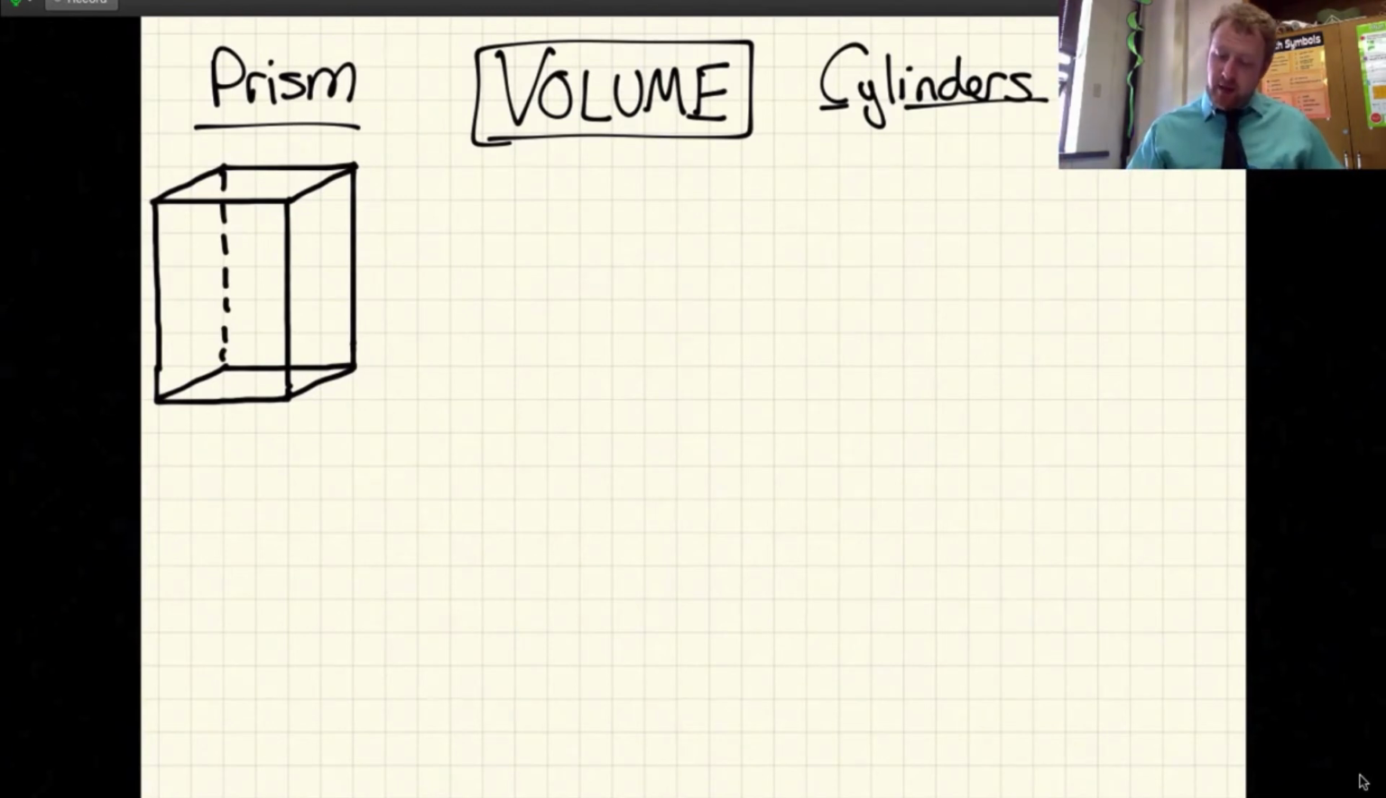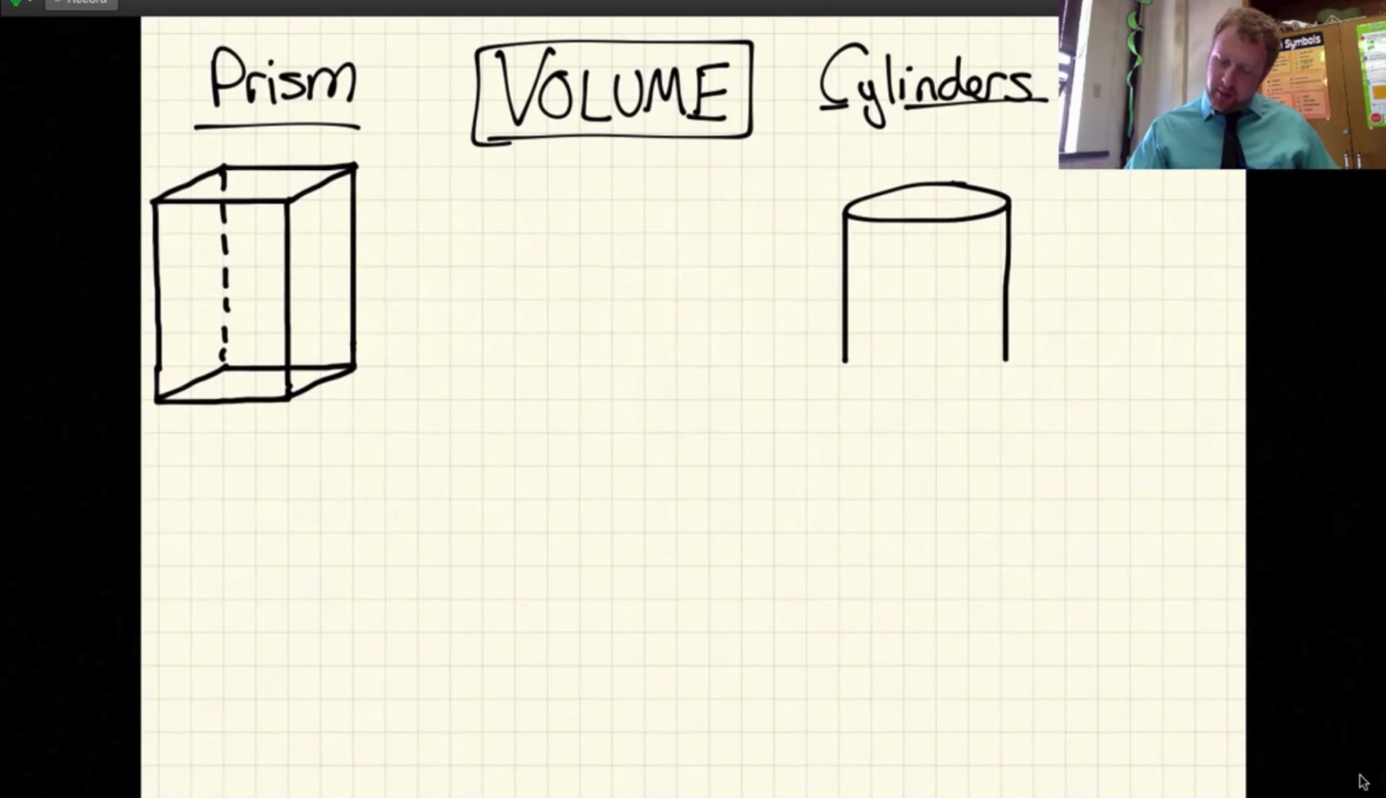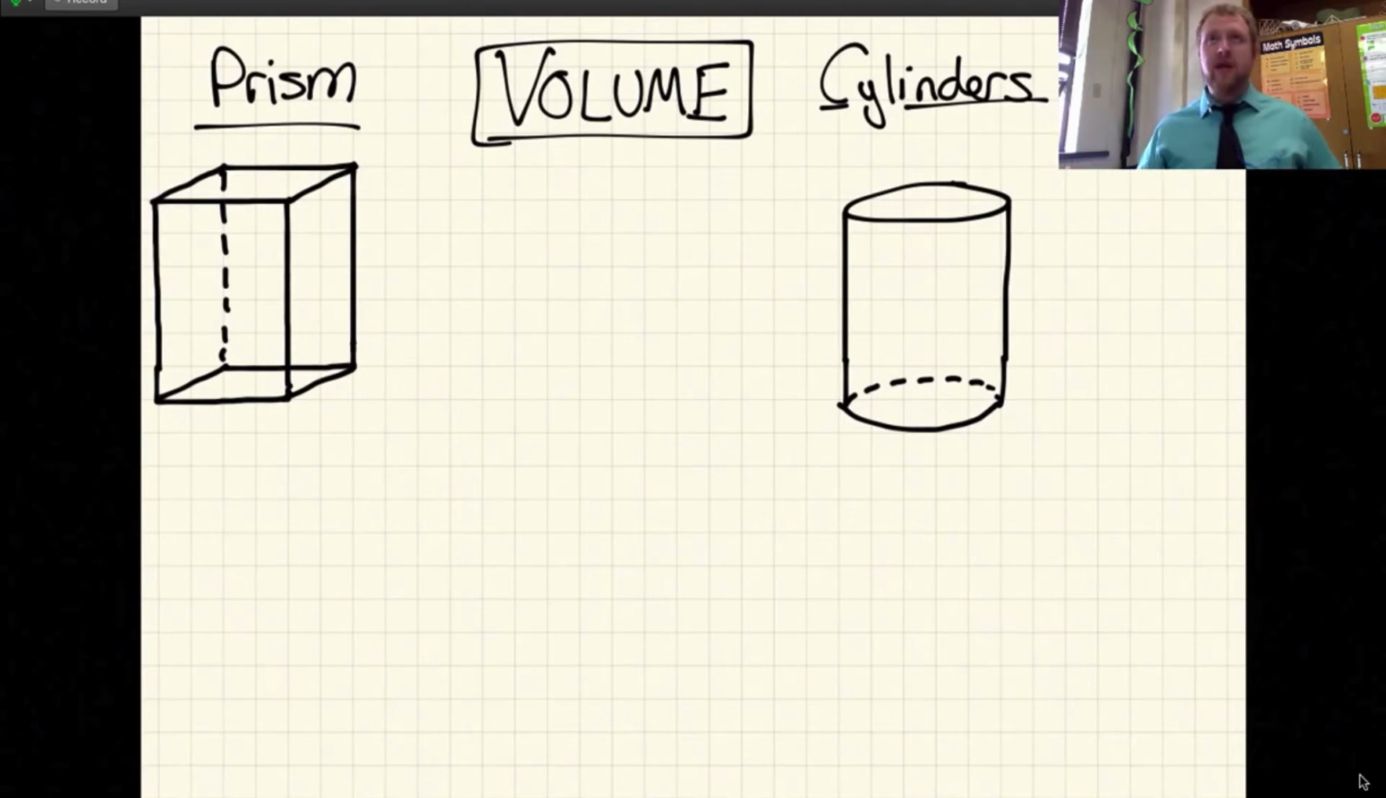All right, and then draw a cylinder as well. I think cylinders are easier to draw. Sometimes it takes practice. The ticket is to draw the same object on the top and the bottom. So we have prisms and cylinders, and we want to find the amount of space they take up.